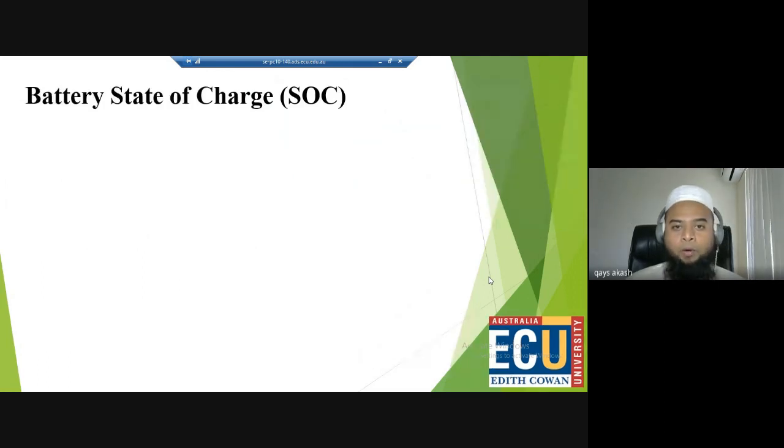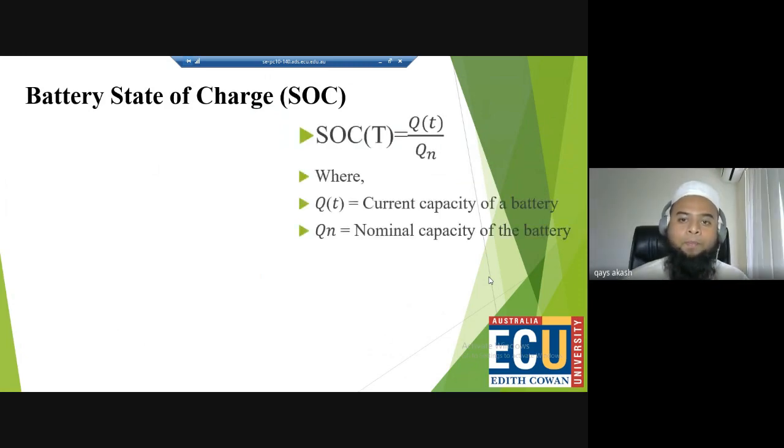So few years ago, just 2 years ago, Dr. MD Liton Hussain, he is also another co-author of this project. We worked on this state of charge estimation. But the first question is, what is state of charge? The state of charge is the ratio of current capacity of a battery to the nominal capacity of the battery.